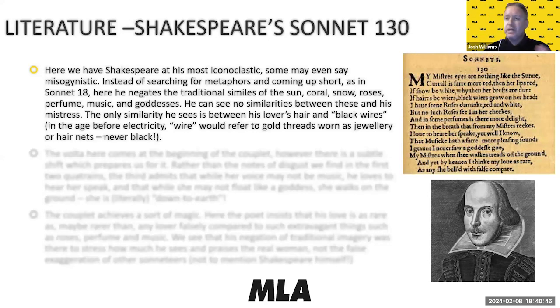Okay. In this case, we're not talking about wire as we think of it today, that is something that conducts electricity. But in that time, wire would refer to thin golden chains, jewelry or hair nets, which were obviously gold, never black, as his mistress's hair. Okay, so obviously, you wouldn't be appealing if someone has a black necklace around if it's normally gold.